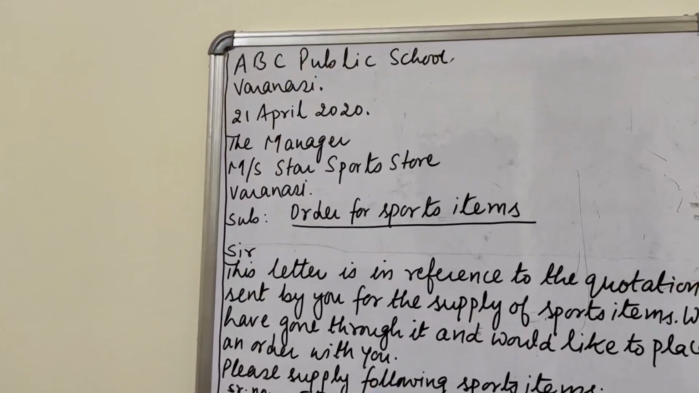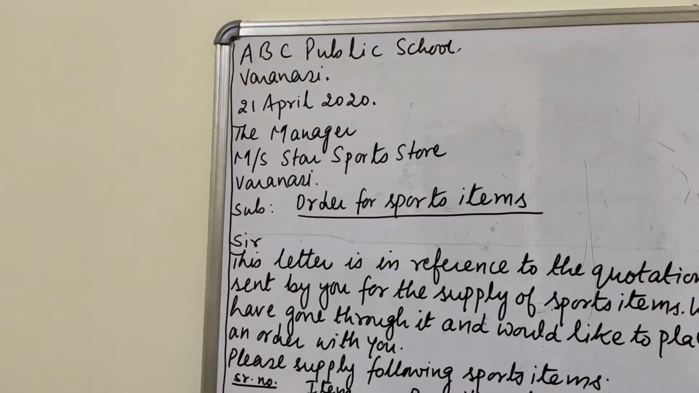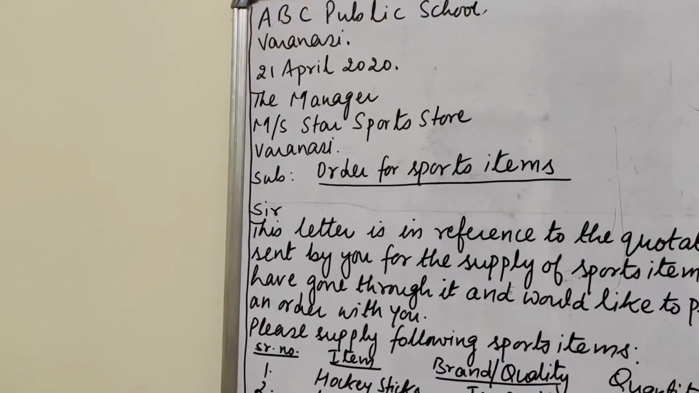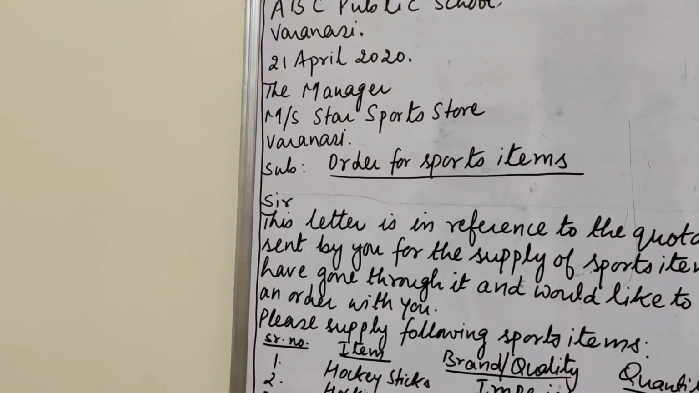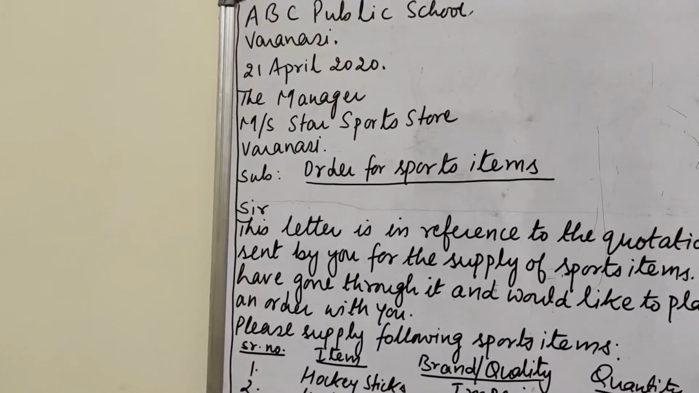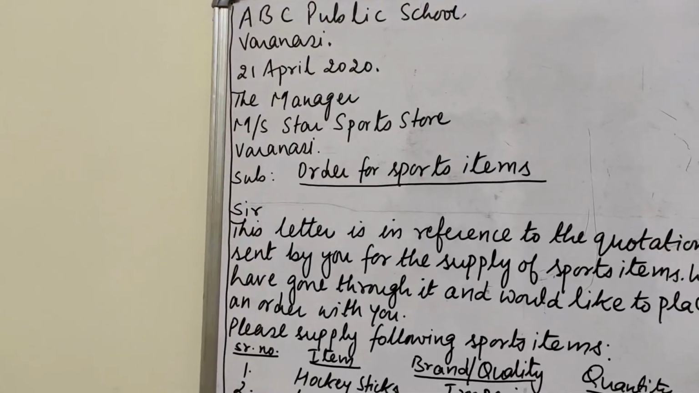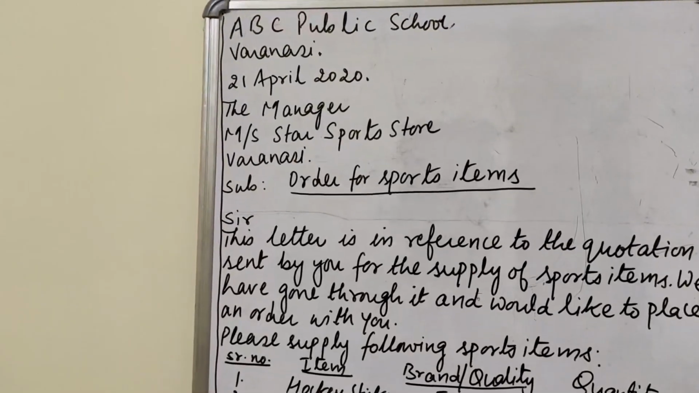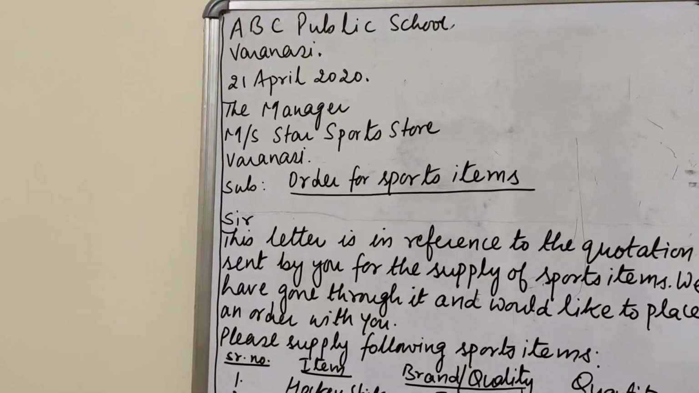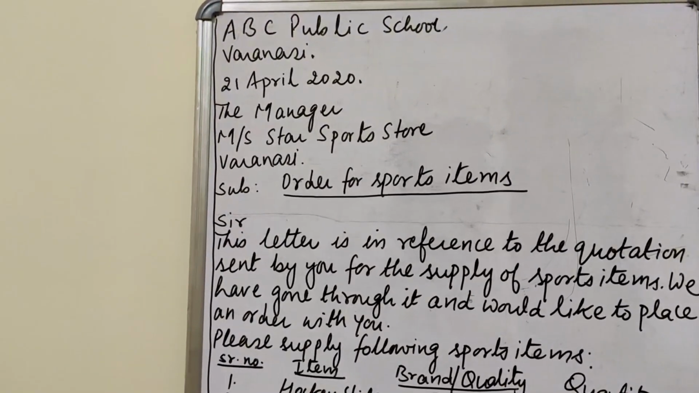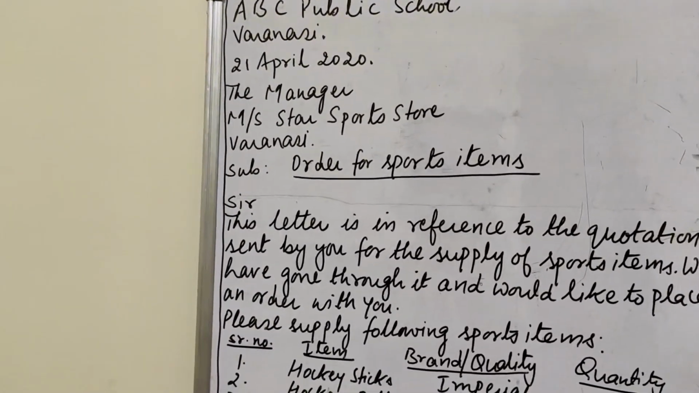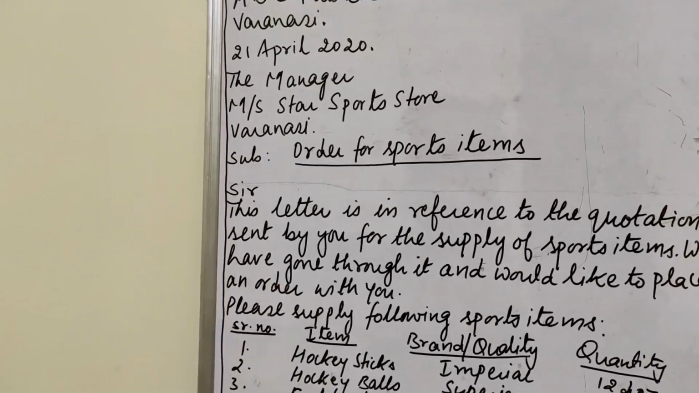Leave a line again, and now comes the subject line. The subject will be: order for sports items. After that, leave a line once more, and now the salutation. As I have a limitation of space, I have not left the space after Sir, but remember, in every letter always leave a line after every heading. So after Sir, again we will be leaving a line, and then we will be starting the letter.